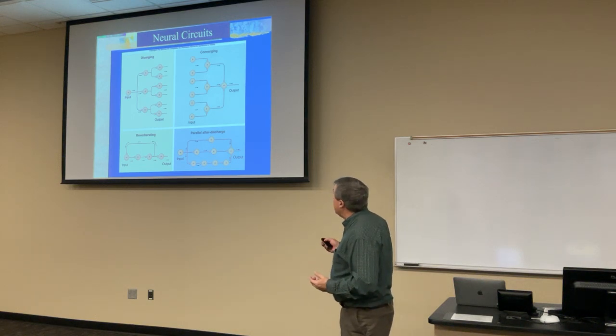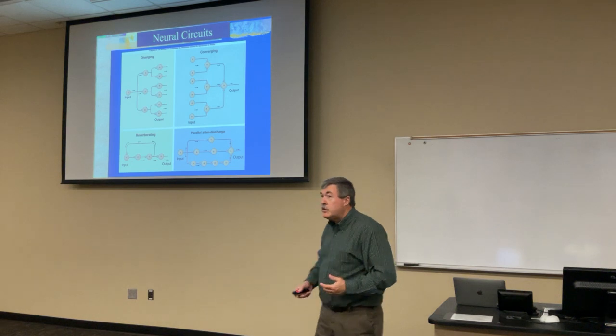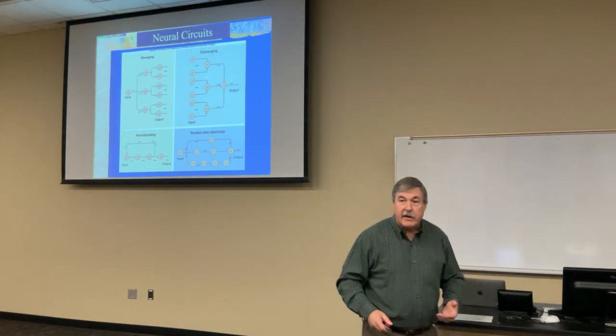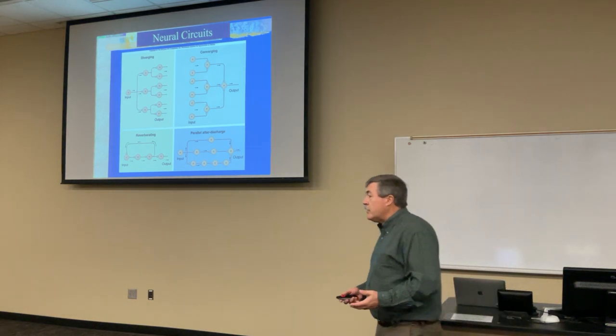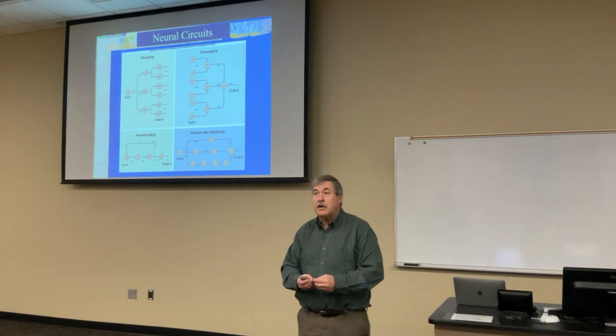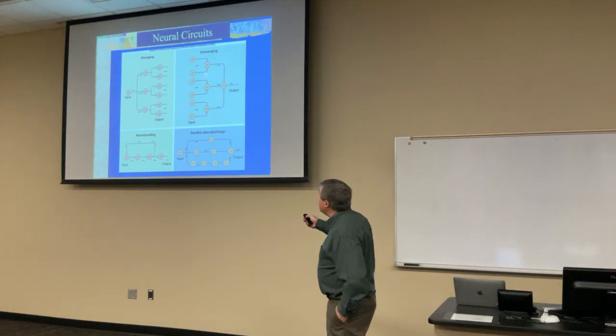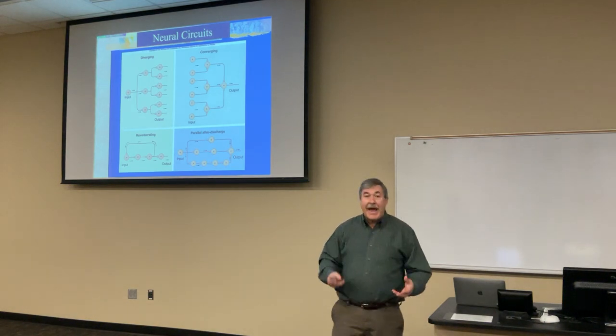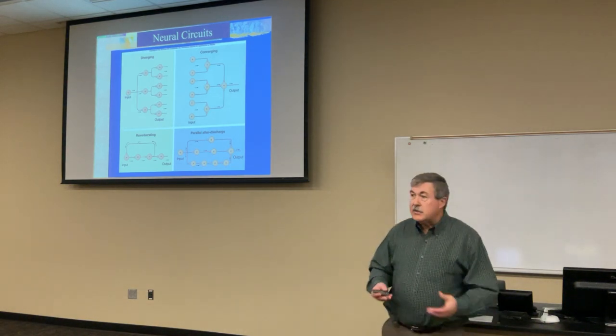Okay? Opposite of a diverging circuit is a converging circuit. It's just the opposite of a diverging circuit. So in a converging circuit, you have a large number of neurons, and two or more of these neurons synapse just on a single neuron. And so as you go through a converging circuit, the number of neurons that's activated gets smaller and smaller.